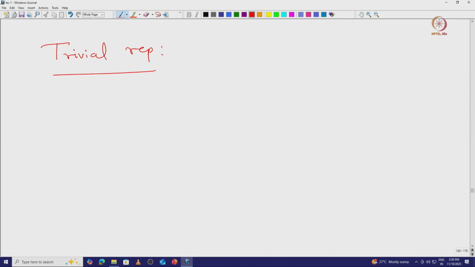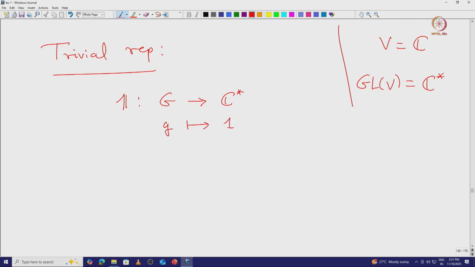Note that when we take V to be one-dimensional, then GL of V is nothing but the non-zero complex numbers inside C. So, let's denote the trivial representation by bold 1. It is a map from G to C star where all the elements are sent to 1, for all g in G. That means all the elements of G act as 1 on the representation space C. This is what we call the trivial representation.